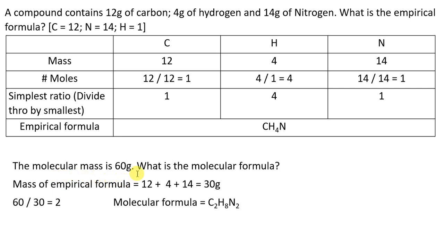The molecular mass is 60 grams. What's the molecular formula? Okay, the mass of my empirical formula, 12 for the carbon, 4 for the 4 hydrogens, 14 for the nitrogen, comes to 30. 60 for the molecular mass divided by 30, the mass of the empirical formula, gives me 2. So my molecular formula will be double the empirical formula.